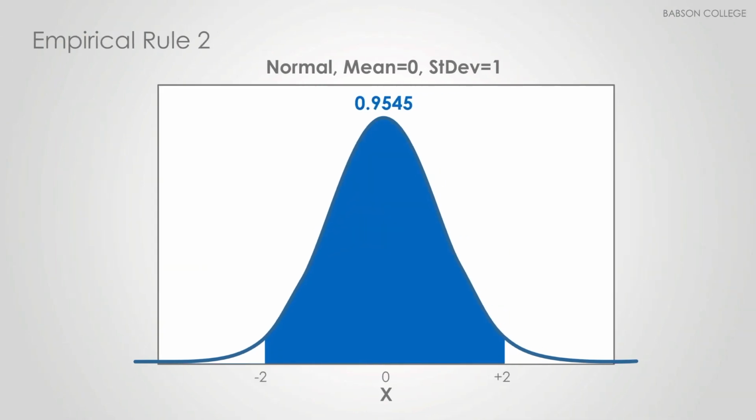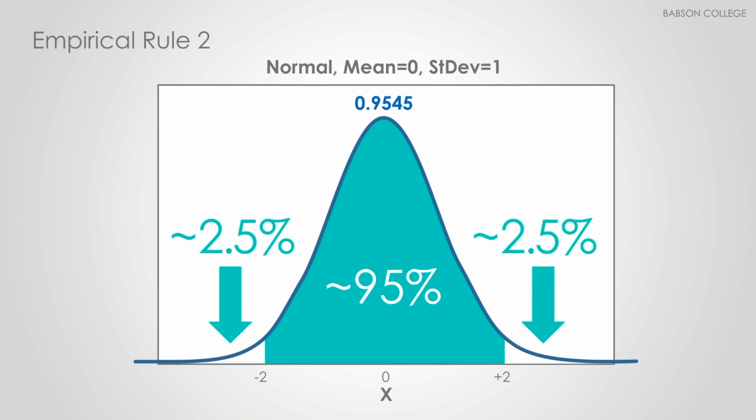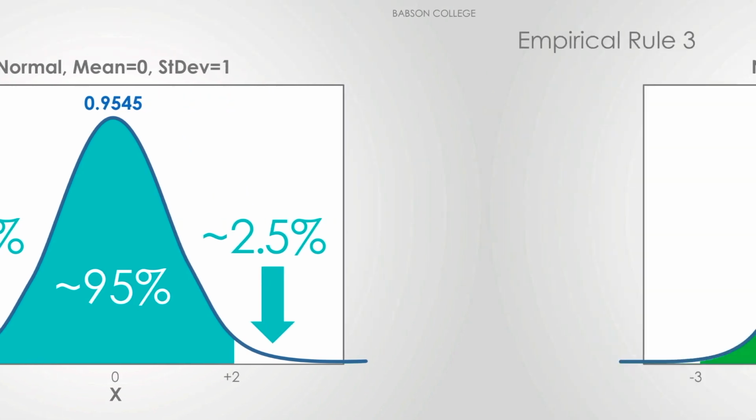Second, a little more than 95% of all the data points in a normal distribution fall between plus and minus 2 standard deviations. I would also like to note here that if 95% of the data points are symmetrically distributed around the mean above, that means that there is about 5% left over for the 2 tail areas. This translates to about 2.5% for each tail.